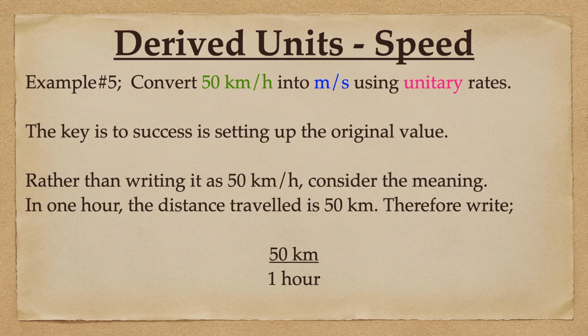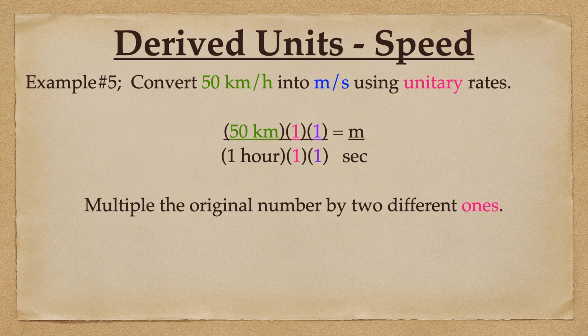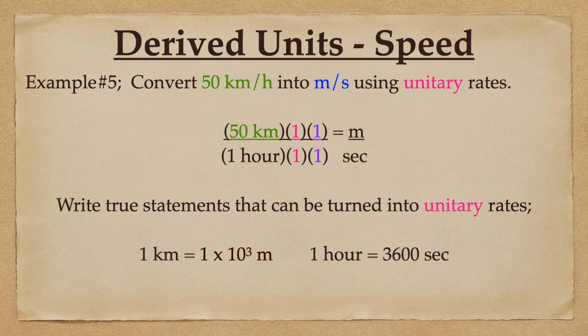The key to success is setting up the original value. Rather than writing it as 50 kilometers/hours, consider the meaning. In 1 hour, the distance traveled is 50 kilometers. Therefore, write the original number as 50 kilometers divided by 1 hour. We will then multiply this by a pair of unitary rates, one to convert the distance unit and the second to convert the time unit.